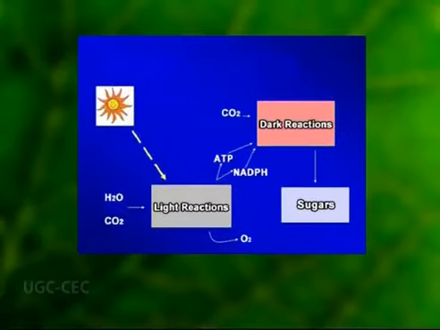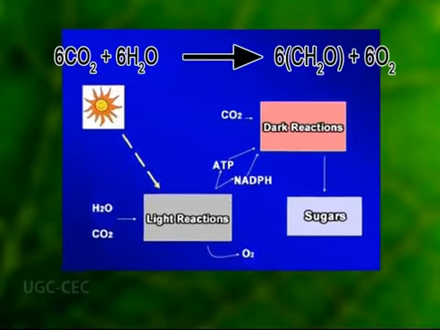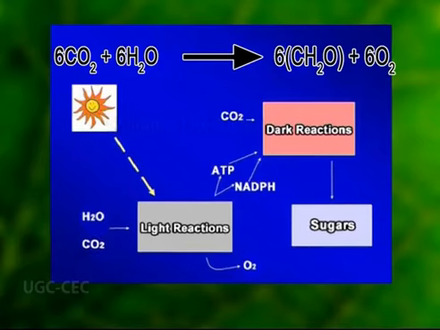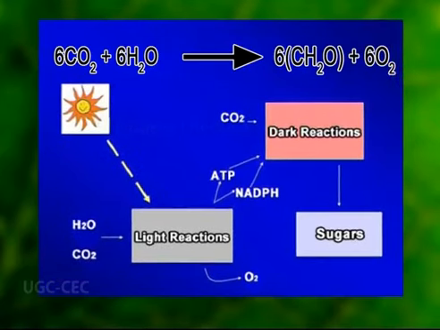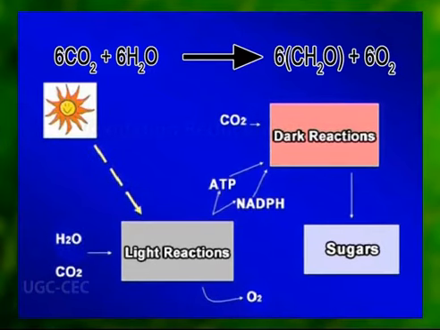The equation summarizes the photosynthesis. 6 molecules of carbon dioxide combine with 6 molecules of water in the presence of photons of light trapped by chlorophyll. The plant manufactures sugar and it gives off 6 molecules of oxygen in this process.